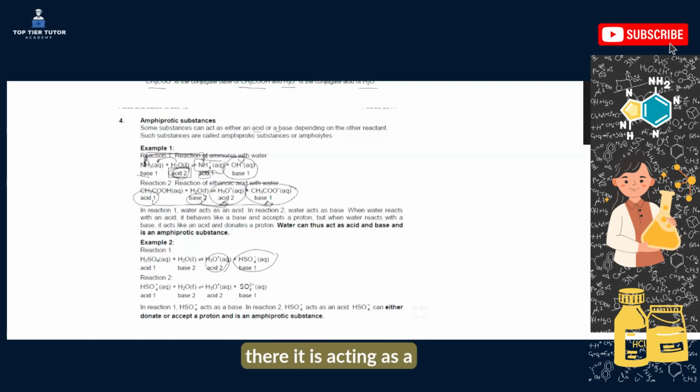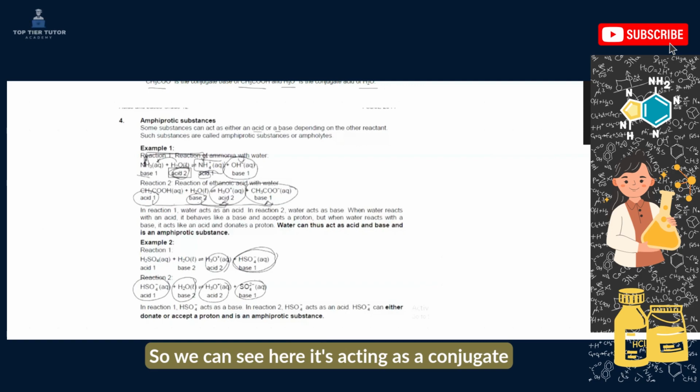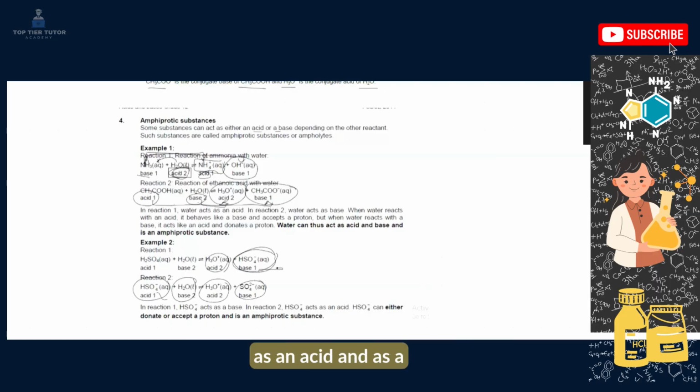It is acting as a conjugate base, but that conjugate base can also act again as an acid, reacting with water to form sulfate and hydronium. So we can see here it's acting as a conjugate base and there it's acting as an acid. So it has the capability to act both as an acid and as a base.